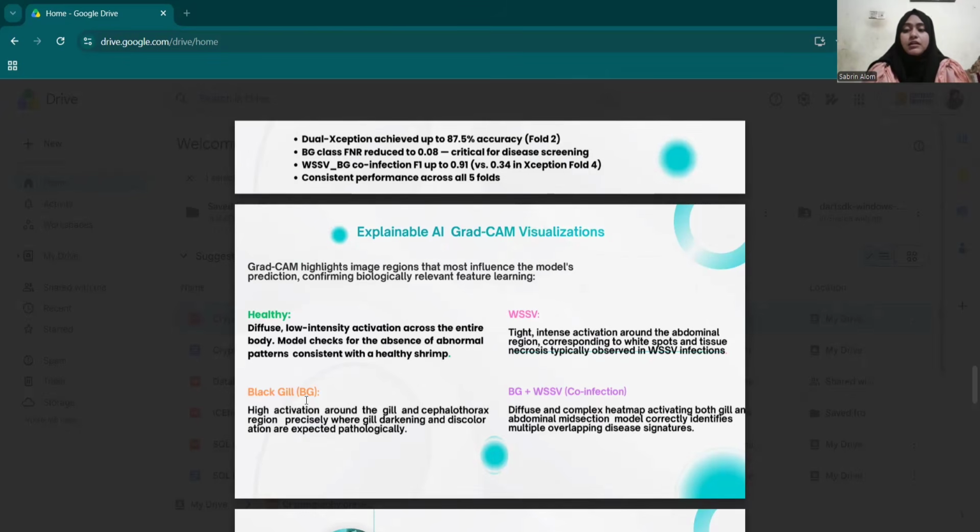So the heat map activates in both the gill area and the belly. The model correctly identified symptoms in two different body regions at the same time. This proves the AI is not guessing randomly, it is learning real biological patterns. This is the explainability that makes the model more trustworthy for real world use and situations.